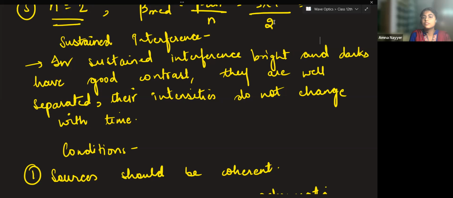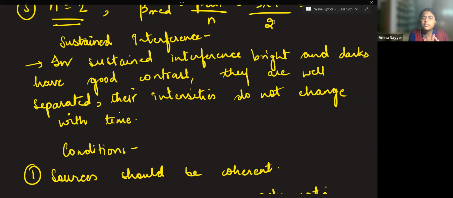So in case of sustained interference, bright and dark fringes have a very good contrast, so it won't be difficult for you to identify, yes, this is the dark one, this is the bright fringe. Otherwise, in normal interference, that is done in the Young's double slit experiment, there you have to identify, yes, here the light is missing, so this is the dark one. Here the light is very bright, this is the bright fringe.